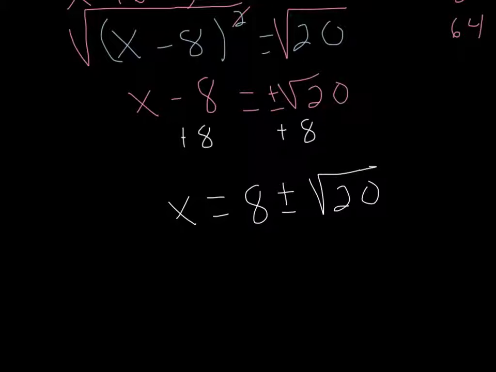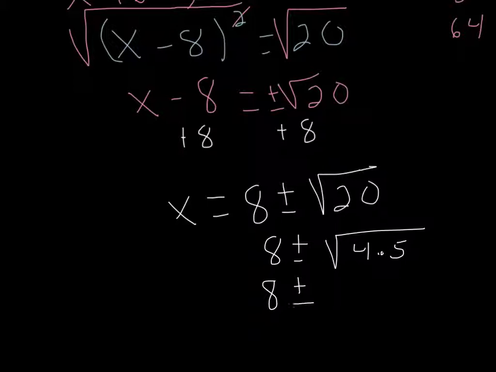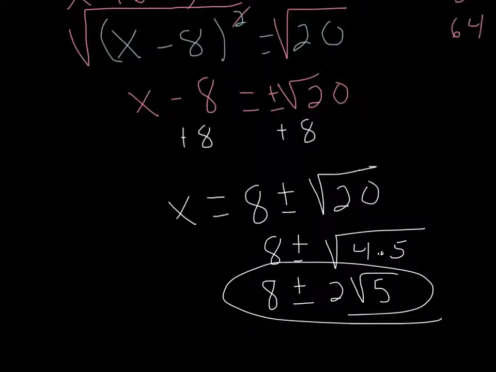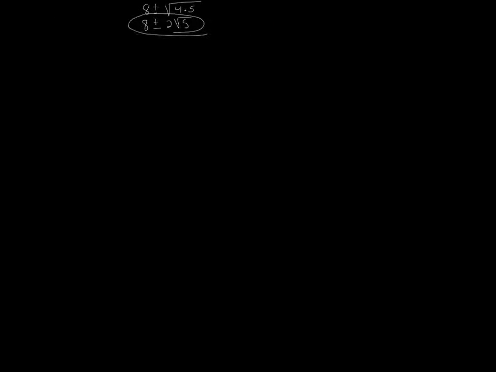Simplify your answer. The perfect square in 20 is 4 times 5, so that becomes 8 plus or minus 2 times the square root of 5. And that's your final answer. That's completing the square. Go on to number 2.